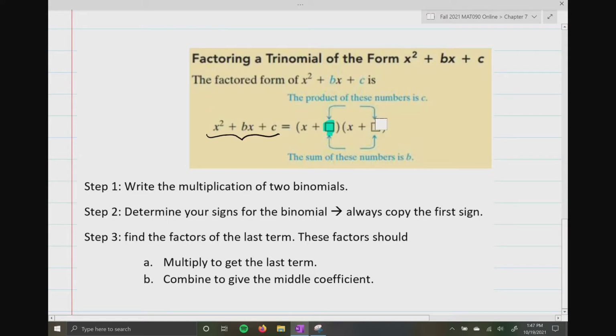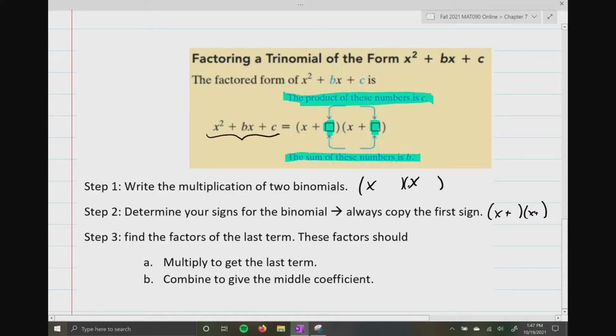These last numbers in the boxes, they have to multiply so that it equals the number c, and they have to combine, even though it says sum, I like the word combine, to equal b. So step 1, you want to write the multiplication of two binomials. And what I mean by that is you always just want to do this. X and X. Okay? Step 2, you want to determine your signs for the binomial. Always copy down the first sign. So no matter what, you're always going to copy down that first sign, whatever it's going to be. In this case, I'm going to keep it very general and just put 2 plus signs, but they're going to be different.